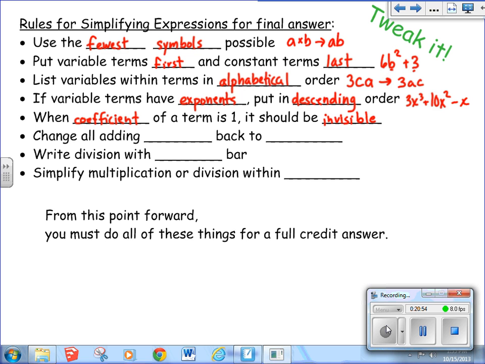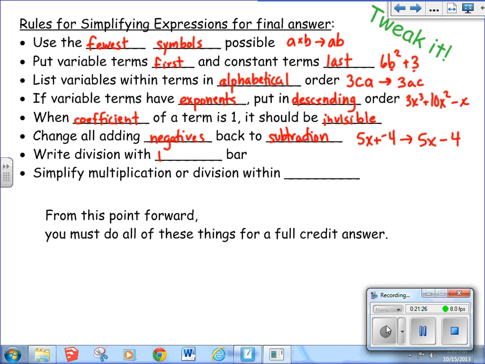Here's something new, and it's going to take us practicing over the next several days. At the end, when you get to your final answer, you're going to change all of adding negatives back to plain subtraction. So something you weren't ready for last year, but you can do now. So for example, if you have 5x plus negative 4, the simplest form answer will be 5x minus 4. And you got to put it back into that form.